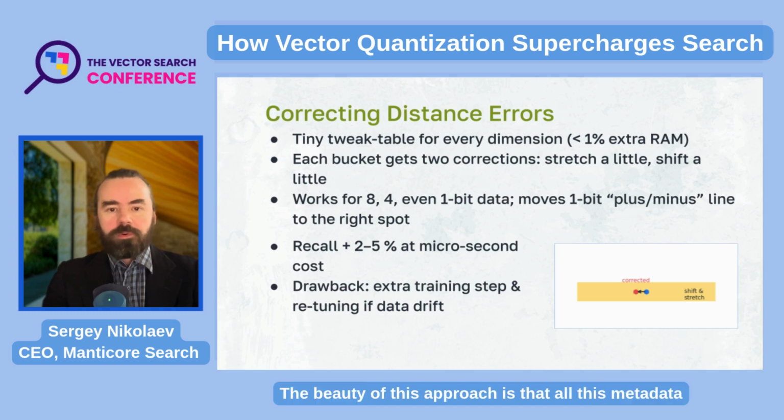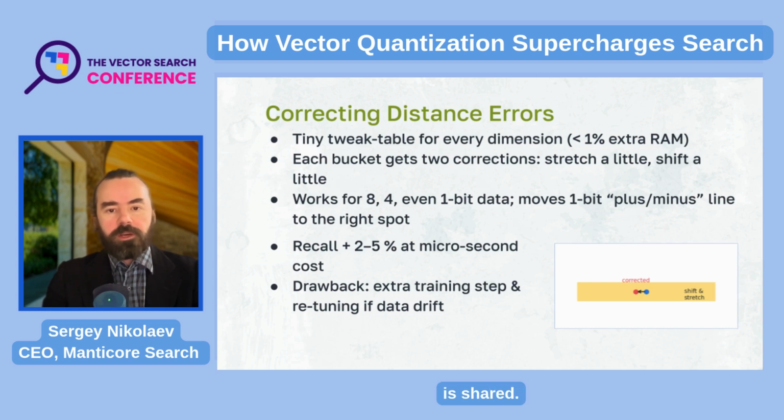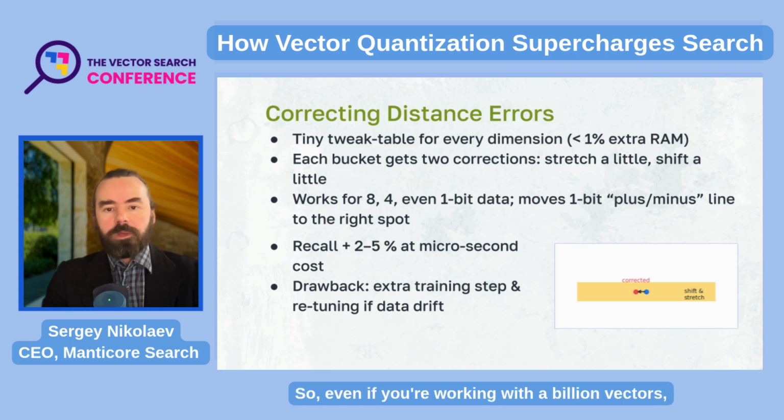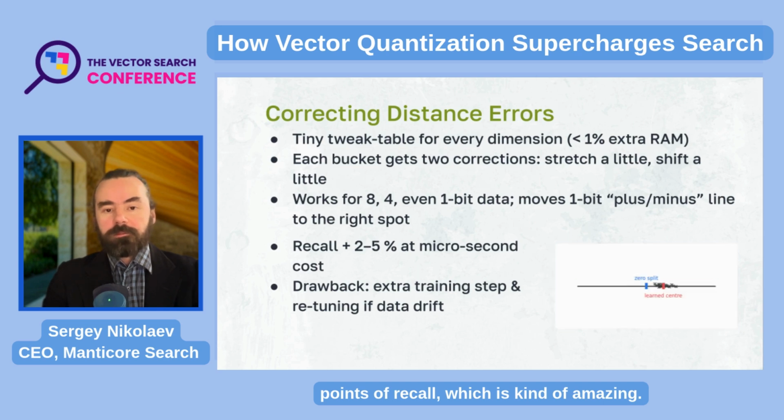It only takes a few cache reads, so the cost is tiny. The beauty of this approach is that all this metadata is shared. Whether you're using cosine or L2 distance, you only need like 2 or 3 32-bit floats per dimension, not per vector. So even if you're working with a billion vectors, the extra memory is basically nothing, well under 1% of RAM. But it still wins you back 2 to 5 points of recall, which is kind of amazing.